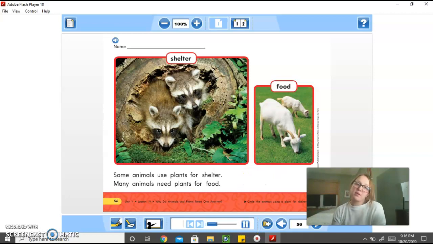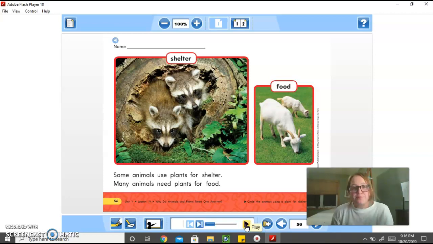Shelter. Food. Some animals use plants for shelter. Many animals need plants for food. Circle the animals using a plant for shelter.